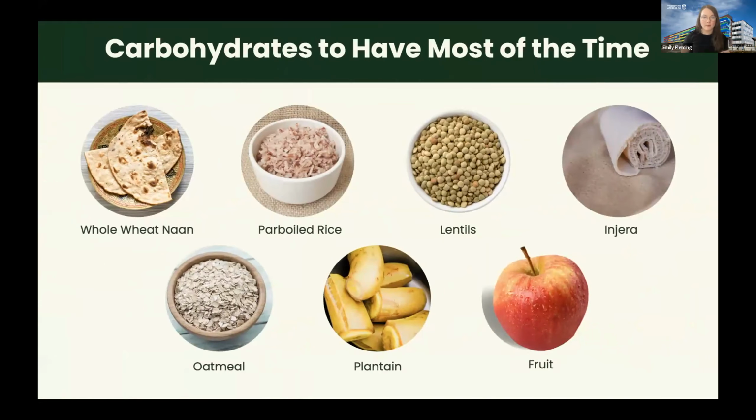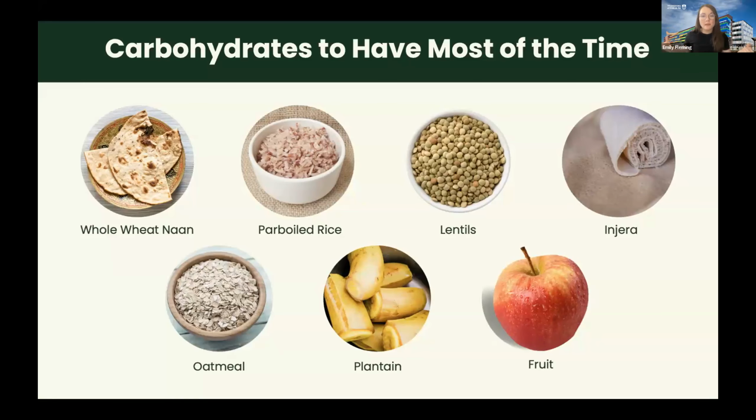So these are just some examples. The carbohydrate foods that we want to choose are ones that are high in fiber. So you'll see here on the screen, we have whole wheat naan or roti, parboiled rice instead of white rice, lentils, injera made with teff flour, plantain, oatmeal, or any whole grain cereal or whole grain pasta, and then fruit. So these carbohydrates have something called fiber in them. And what fiber does is it slows down how quickly our blood sugar rises after we eat.